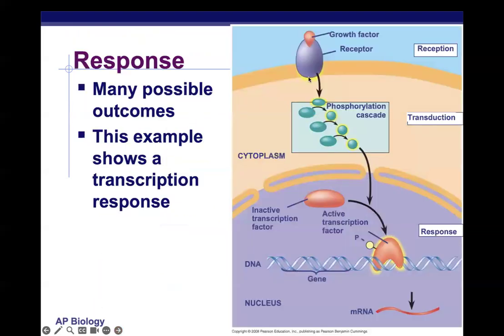So, like we said, there are many different possible responses. In this example, a response of upregulating, of increasing transcription, ultimately to make a specific protein is the response. Our last signaling molecule in our cascade goes into the nucleus through a nuclear pore, and activates a transcription factor, which is a molecule that facilitates the transcription of DNA into mRNA.